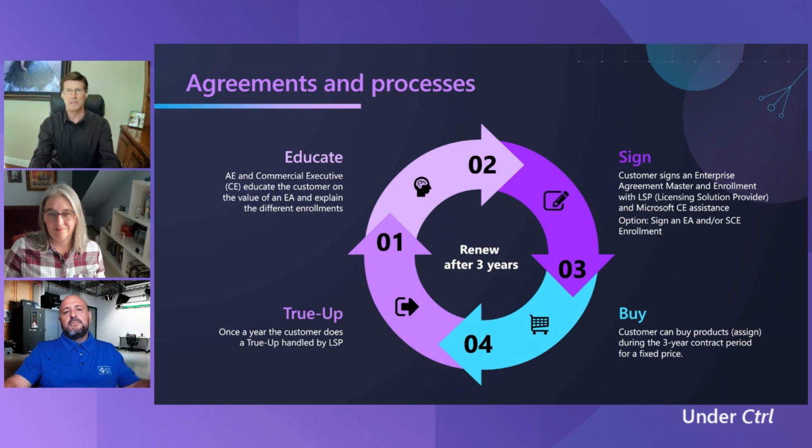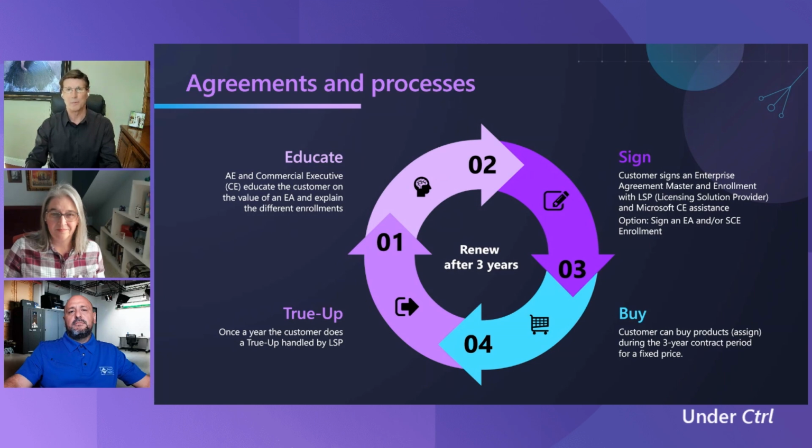At the end of year 3, the enrollment expires because it's a 3-year enrollment. And you have a decision point. Do I continue it? Which is literally you say, I want to continue it, same terms and conditions, everything stays the same, and it just keeps going for another 3 years. Or do I want to sign a new one?